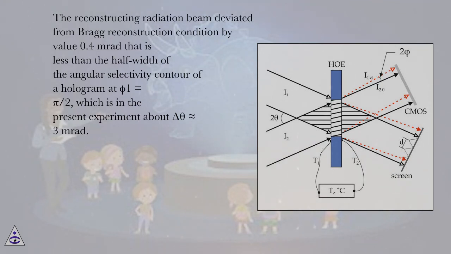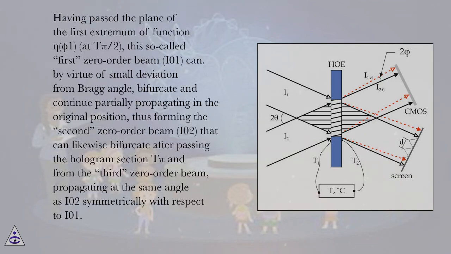What is the possible reason behind the emergence of two radiation propagation channels? One can suggest the following general behavior of propagating beams in a volume hologram grating in non-Bragg reconstruction of the strong hologram. The reconstructing radiation beam deviated from Bragg reconstruction condition by value 0.4 mrad, that is less than the half-width of the angular selectivity contour of a hologram at phi 1 equals pi/2, which is in the present experiment about delta theta 3 mrad.